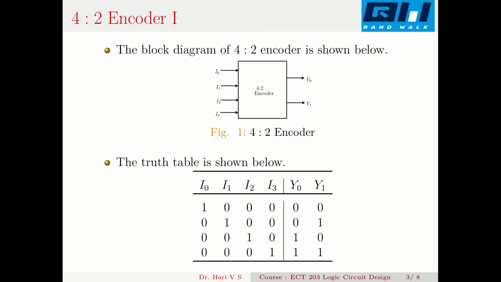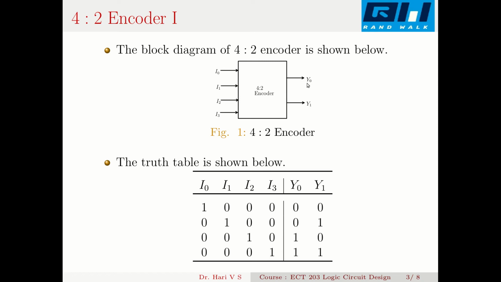The block diagram of a 4 to 2 encoder is like this. There are 4 input lines. One of them is high at a time. Either I0 is high, or I1, or I2. No two ones can occur at the inputs. It's just like push button switches: only one of them is activated at a time, I0, I1, I2 or I3.